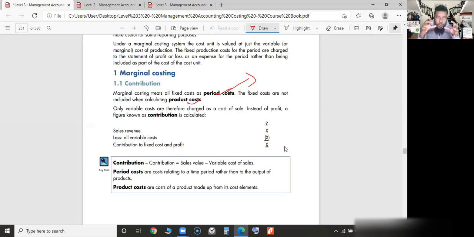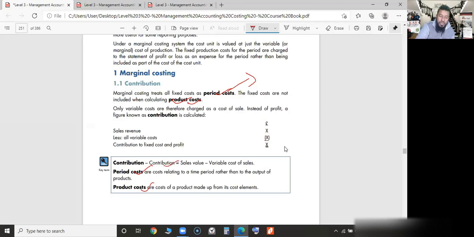But what is a product cost? When you include fixed costs into the product, as in absorption costing. Rent and rates and everything, all full cost we include, that is known as product cost. So period cost we charge over the period, not into the product. And product cost, when we charge fixed costs into the product as well, like in absorption costing. That's your period and product cost.